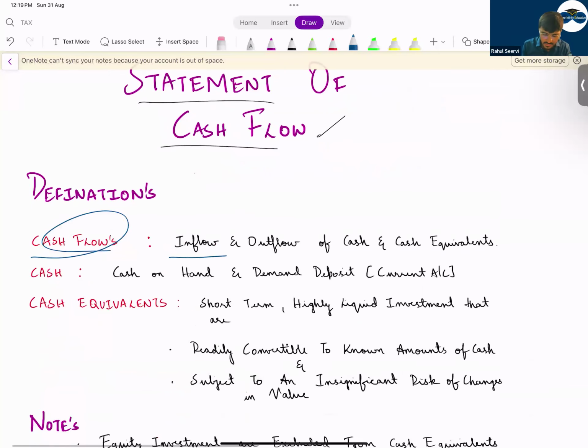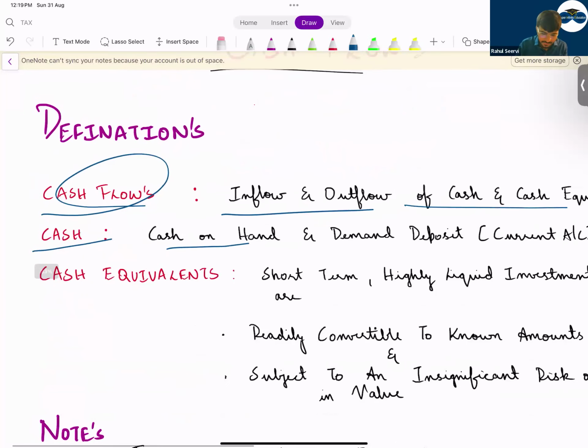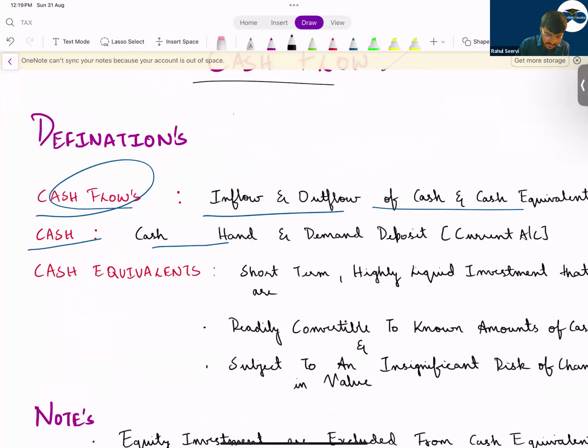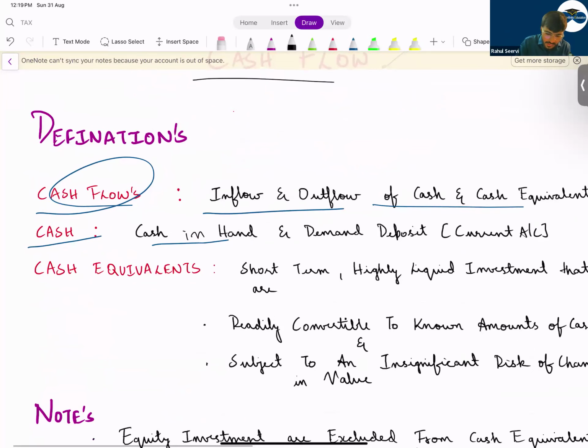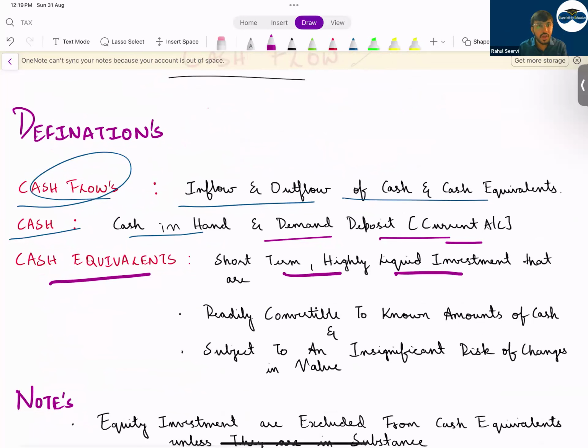What does cash flow mean? Cash flow means inflow and outflow of cash and cash equivalent. Now sir, what does cash mean? Cash means cash in hand and demand deposit, that is current account. Sir, cash equivalent means what? Short term, highly liquid investment. If I have done an investment, let's take in bank, I have done a fixed deposit for 3 months, that also will be my cash equivalent.